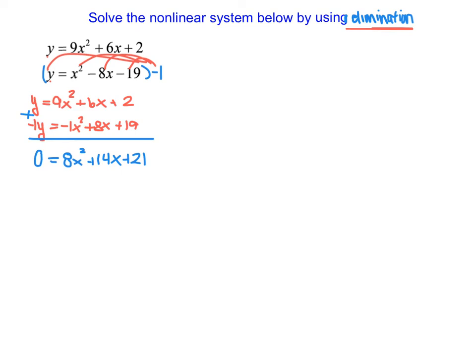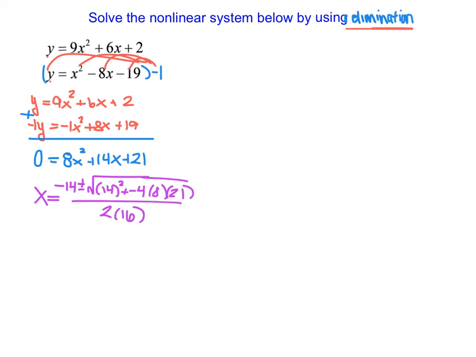Now from here I can utilize any of my factoring strategies. Because those coefficients are a little large, I'm going to utilize the quadratic formula. So I have x equals negative b, so negative 14, plus or minus the square root of 14 squared plus negative 4 times 8 times 21, all over 2 times our a value of 16. Now if we simplify this a little bit, we end up with x equals negative 14 plus or minus the square root, and we'll simplify that in a second, all over 32.